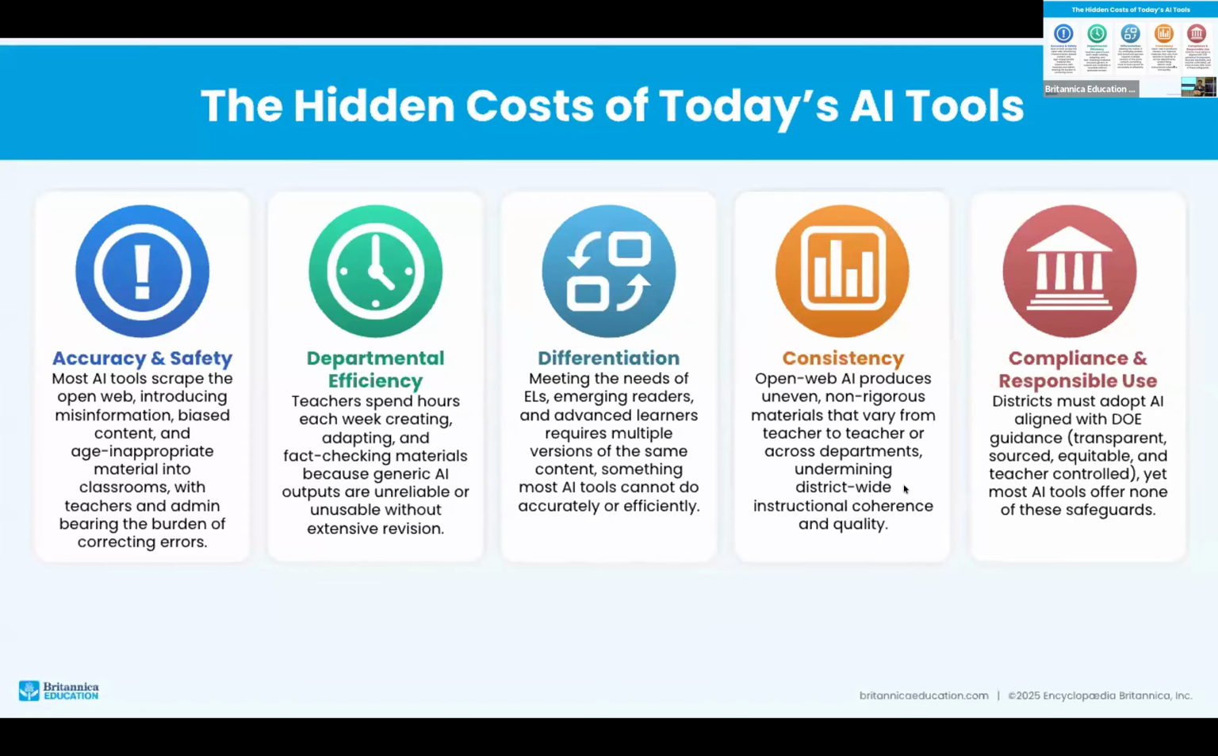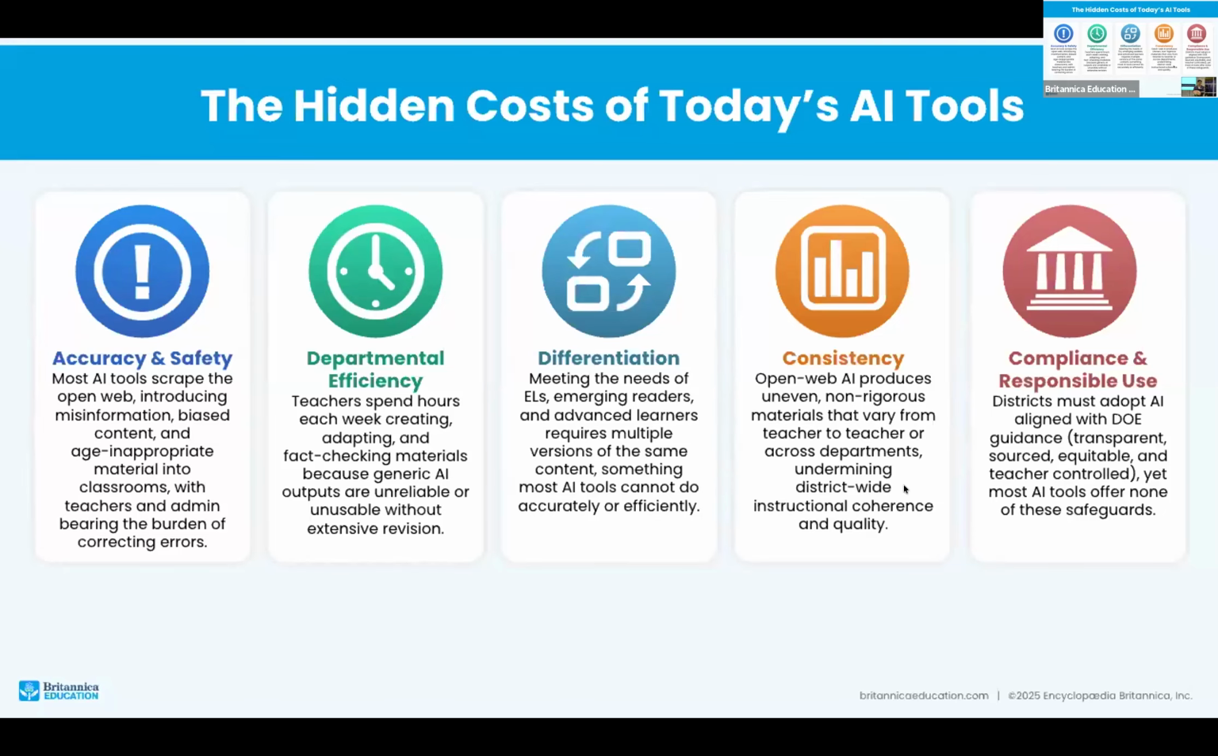Okay, so let's say we implement AI in the schools. There are still some hidden costs of today's AI tools. The first one is accuracy and safety. With a lot of the generic AI tools out there, this could be a problem. Then efficiency: teachers spend hours each week creating, adapting, and fact-checking materials because generic AI outputs are unreliable.